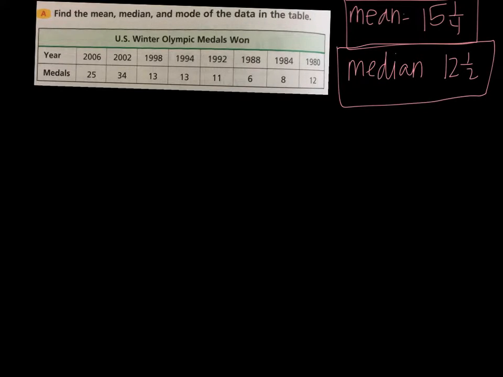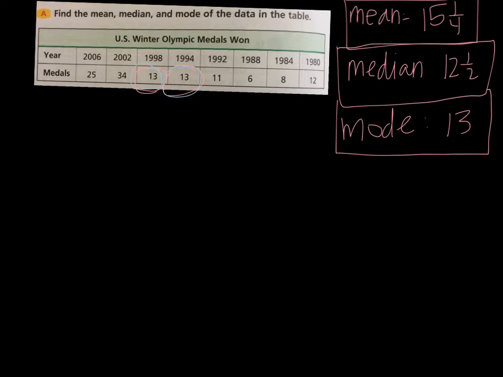All right, again, please do not erase your work. For the sake of space and keeping myself organized here, I have to erase my work. Now the mode of the data, I have 2 13s, I see. Do I have any other doubles? Nope, that's it. So my mode is 13. So mean 15 and 1/4, median 12.5, mode 13.